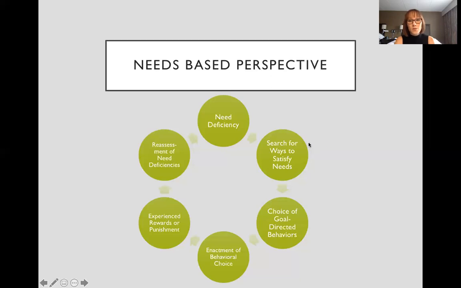So we have need deficiency first. I identify that my needs aren't being met or satisfied. And then I search for ways to satisfy that need. Once again, this can happen subconsciously or consciously, so we can be aware of it or unaware of it. So I may say to myself, okay, I want to feel some sort of achievement. I want to achieve something. I'm going to sign up for a marathon and run it.